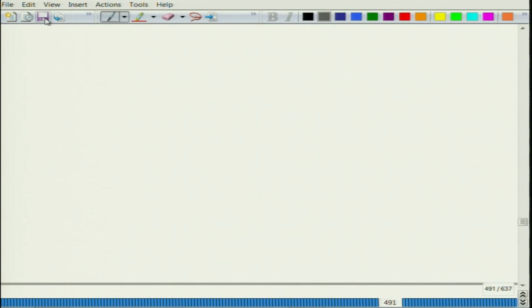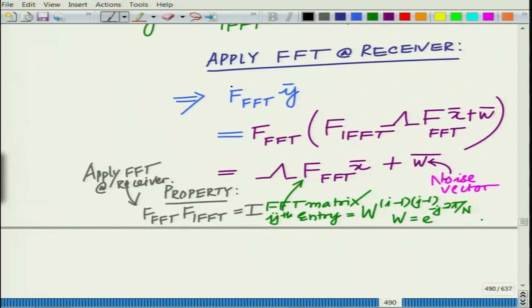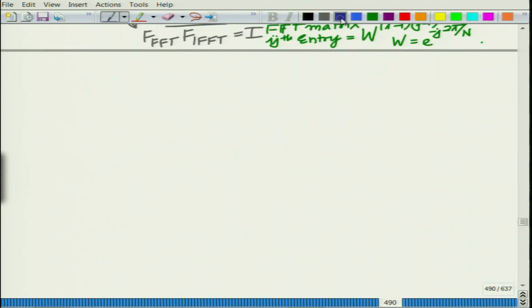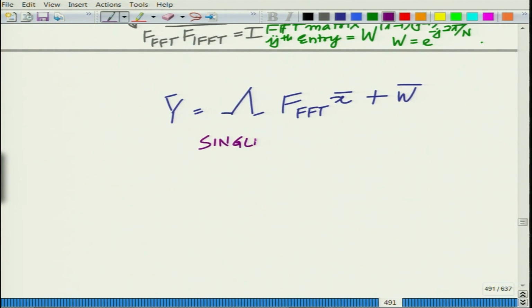Okay. Now, let us call this y bar. This is similar to what we obtain in OFDM, capital Y bar. So, you have the capital Y bar equals lambda F FFT times x bar plus w bar. Now, we do the single tap equalization, that is, on each subcarrier divide by the channel coefficient. Overall, we perform lambda inverse, where lambda is a diagonal matrix.